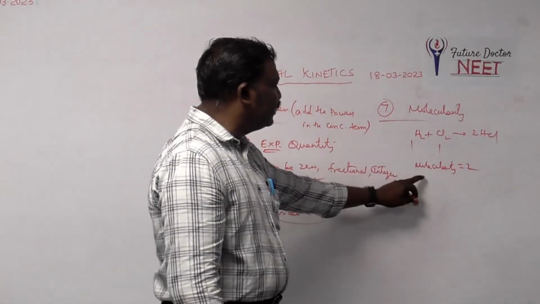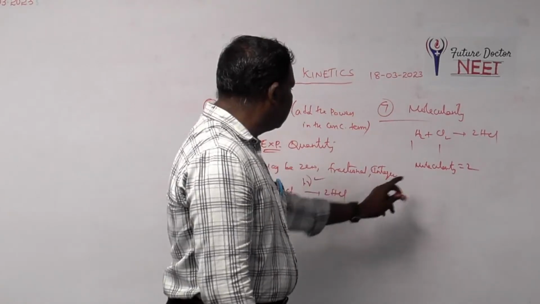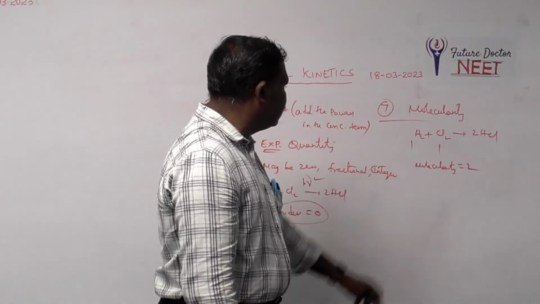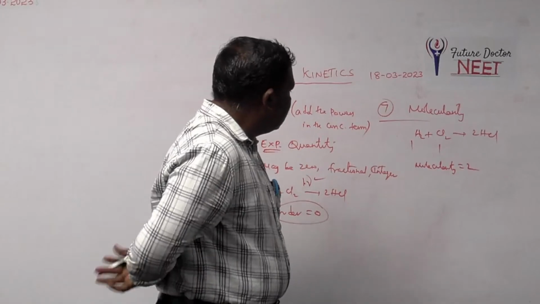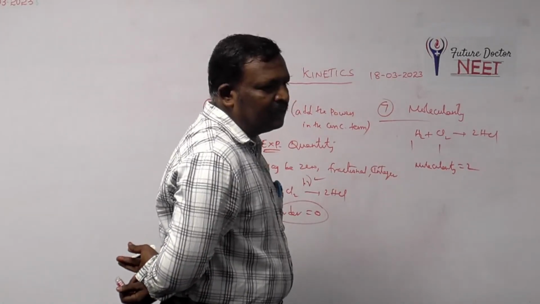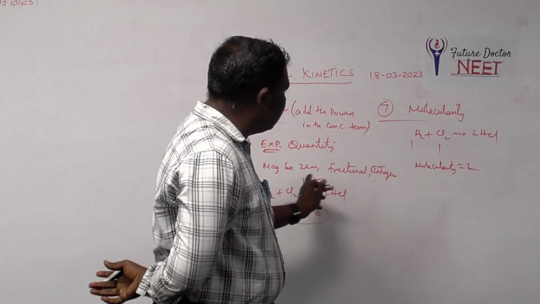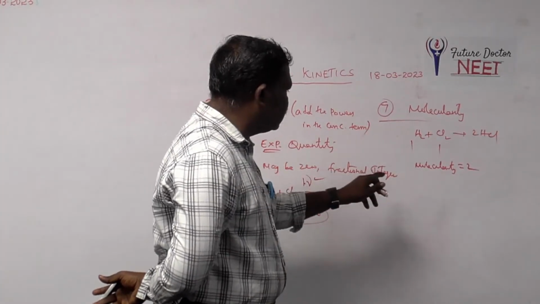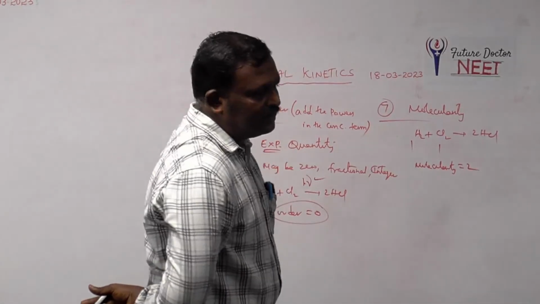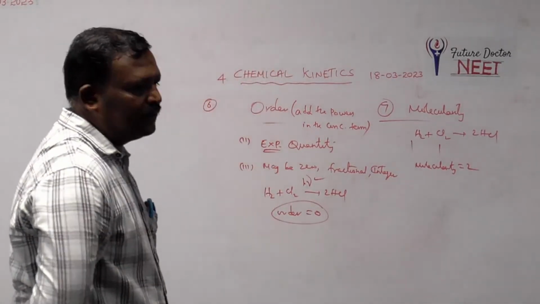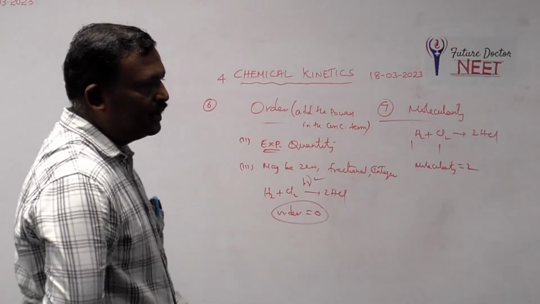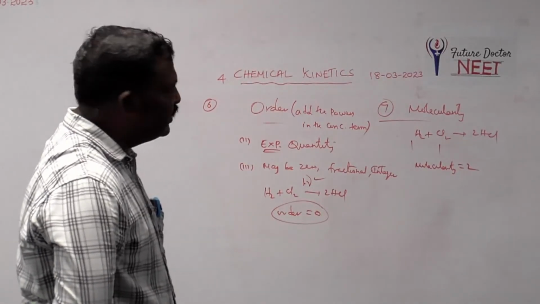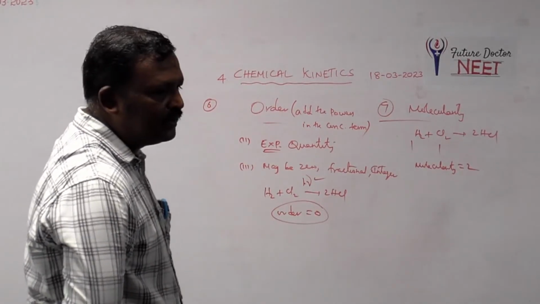Molecularity can never be 0. Next one, write: molecularity can never be 0 or fractional. It's quite opposite to that of order. It never can be 0 or fractional, only an integer. We have at least one molecule taking part. Understood? One molecule, two molecules, three molecules, like that. It can never be 0. You following?